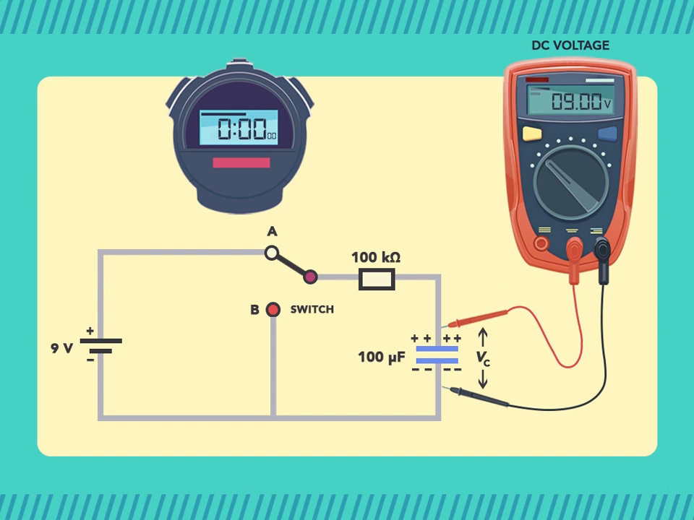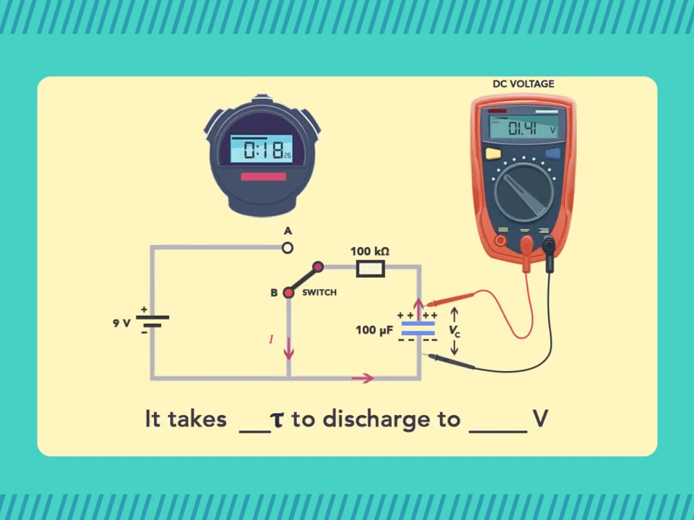Once the switch is moved to position B, we start the stopwatch. The capacitor begins discharging and the voltage reading on the multimeter Vc decreases. As Vc decreases, we record the values at intervals of tau.